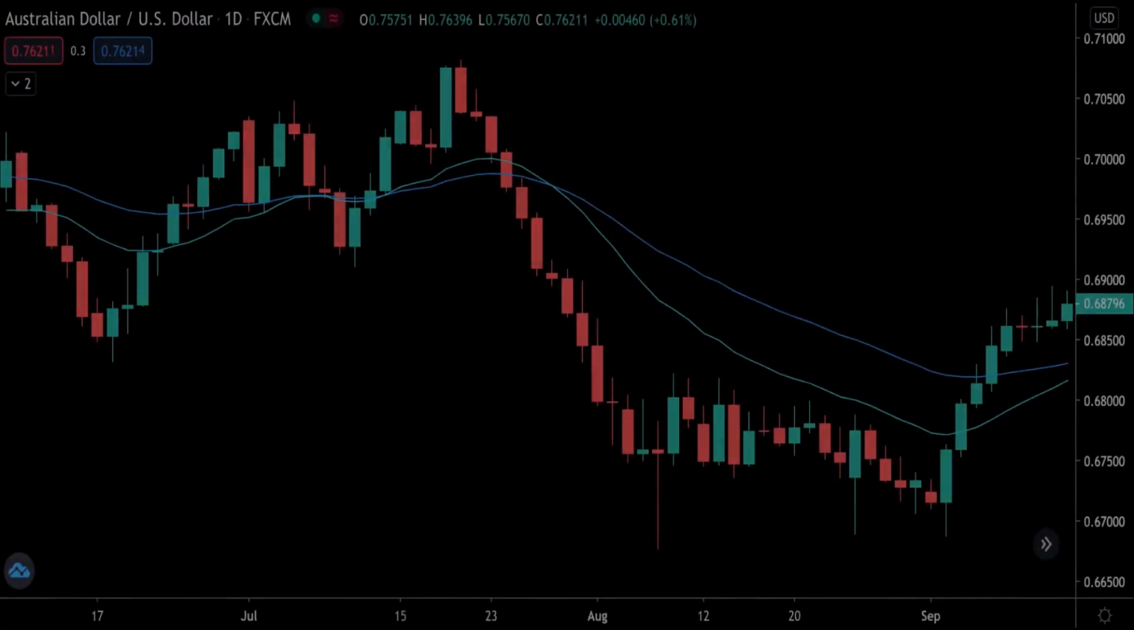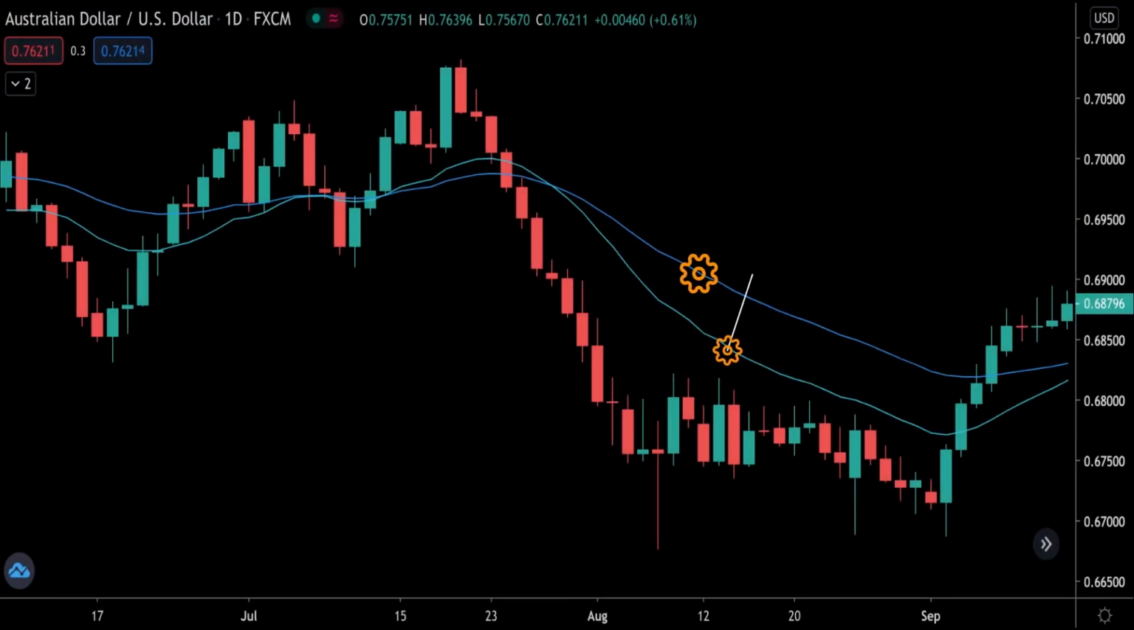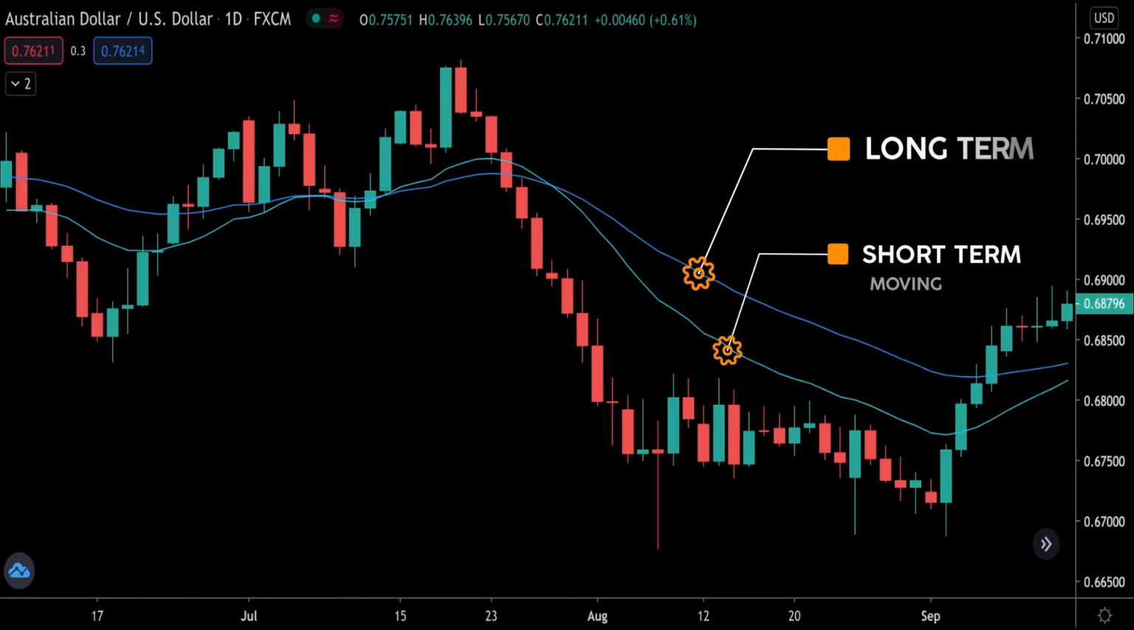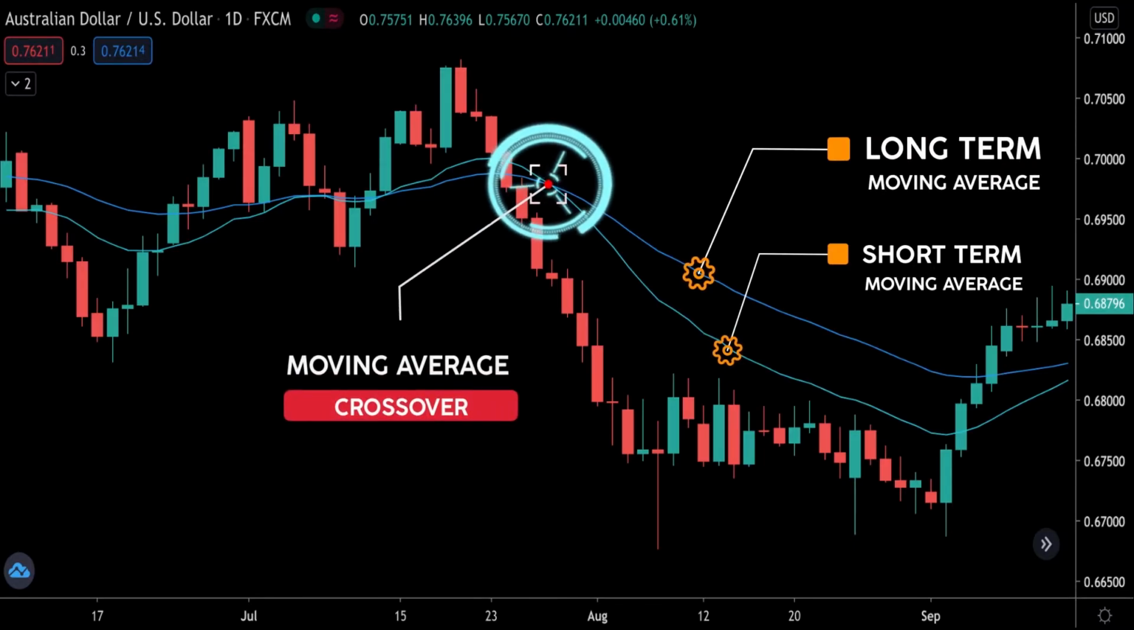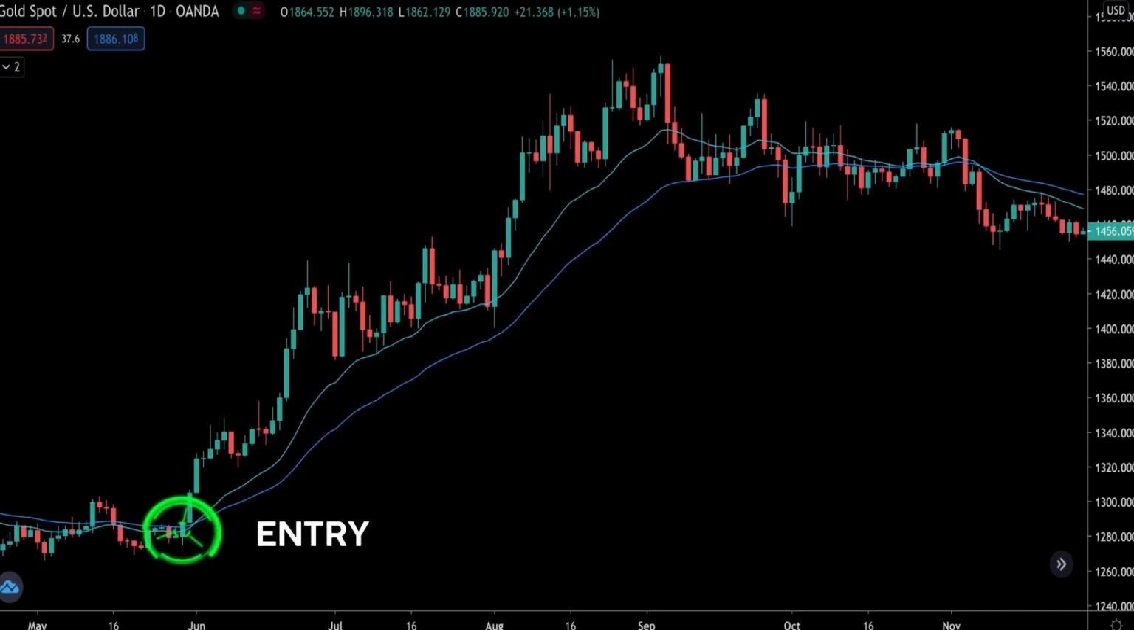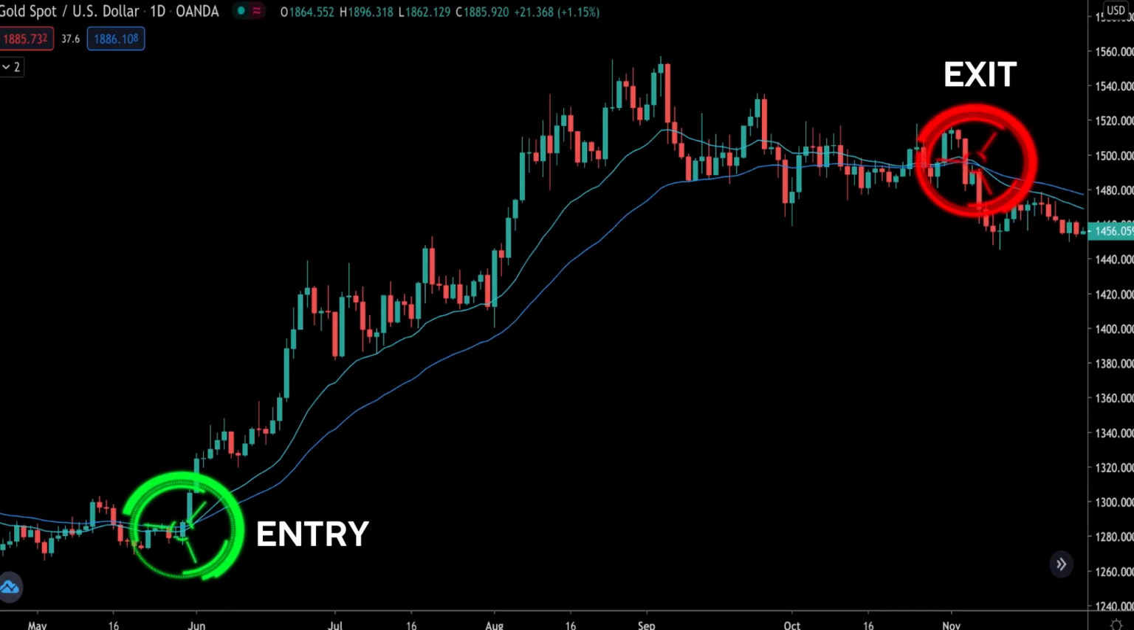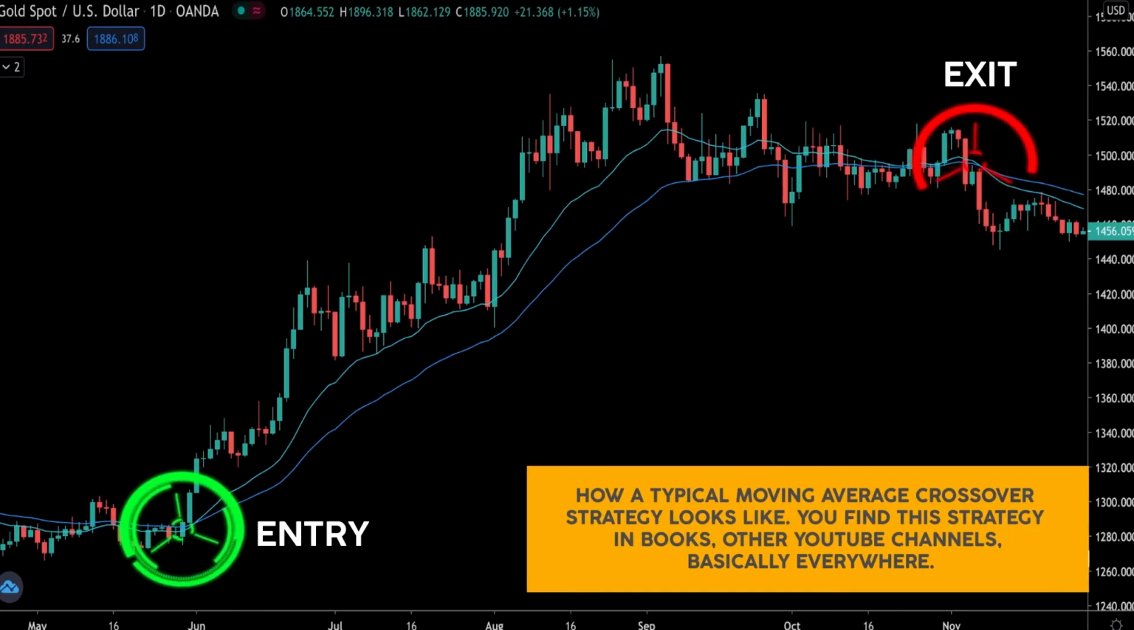This is what most trading YouTube videos teach. You'll use a short-term moving average and a long-term moving average and look for crossovers as your entry. You enter here and you exit here. It's easy money. You'll find this strategy in books, other YouTube channels, basically everywhere.